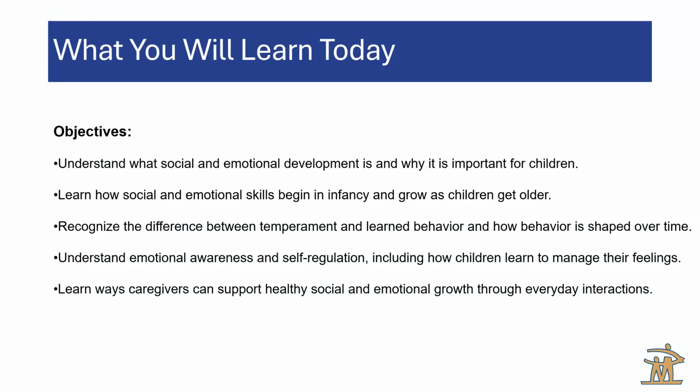Our objectives for today are to understand what social and emotional development is and why it is important for children, to learn how social and emotional skills begin in infancy and grow as children get older, recognize the difference between temperament and learned behavior and how behavior is shaped over time, to understand emotional awareness and self-regulation, including how children learn to manage their feelings, and to learn ways that caregivers can support healthy social emotional growth through everyday interactions.